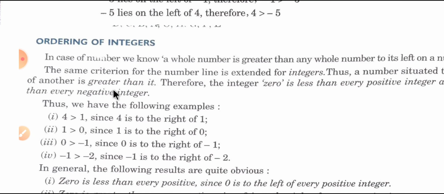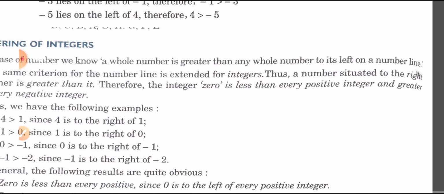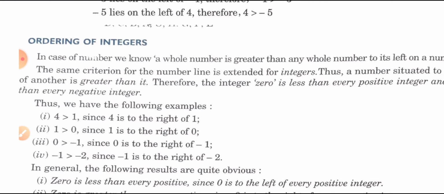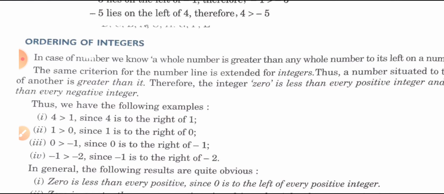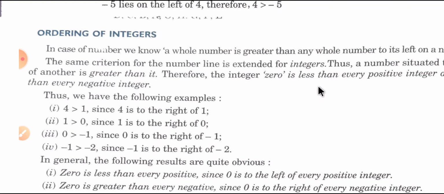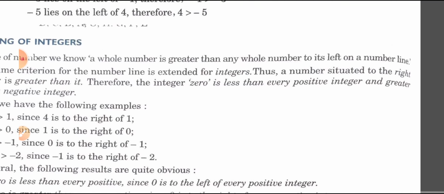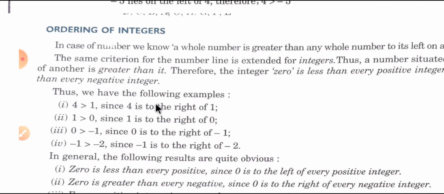Now how to order the integers? The same criterion as for the number line. In the case of whole numbers, we can see that a whole number is greater than any whole number to the left on a number line. The same we will see for integers also. Thus a number situated to the right of another is greater than it. Therefore the integer 0 is less than every positive integer and greater than every negative integer.